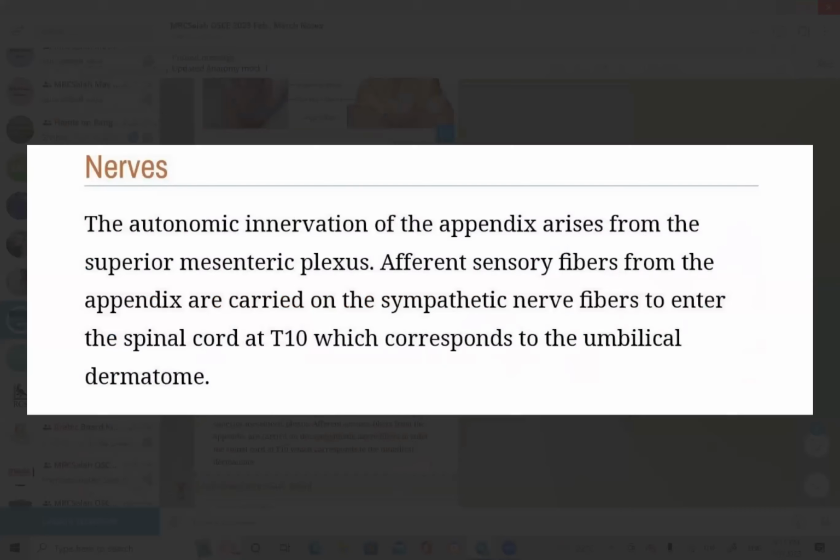Autonomic innervation of the appendix arises from the superior mesenteric plexus. Afferent sensory fibers from the appendix are carried on the sympathetic nerve fibers to enter the spinal cord at the level of T10. Please answer this question in the exam this way.